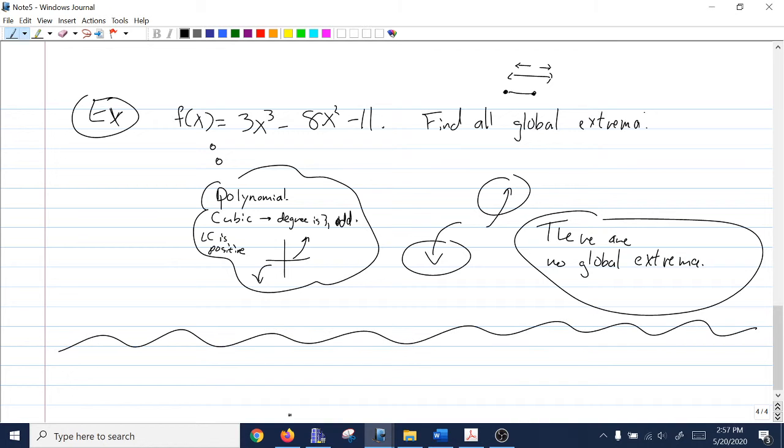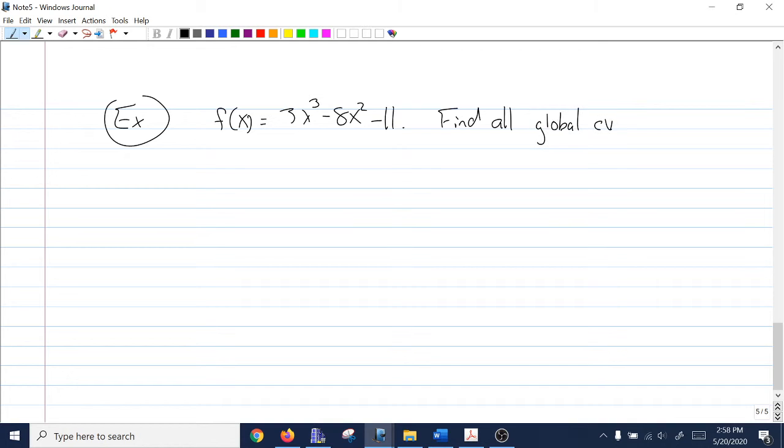Okay. Let's try a different example. Or it's kind of the same function. It's the same example. It's the same function, 3x cubed minus 8x squared minus 11. Find all global extrema on the interval from 0 to infinity.